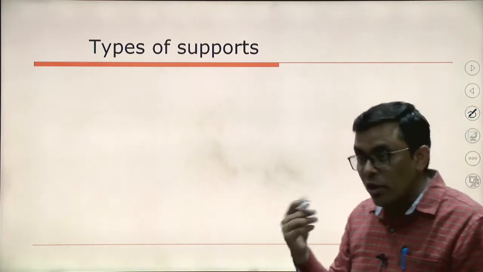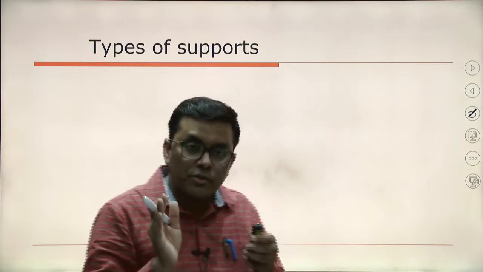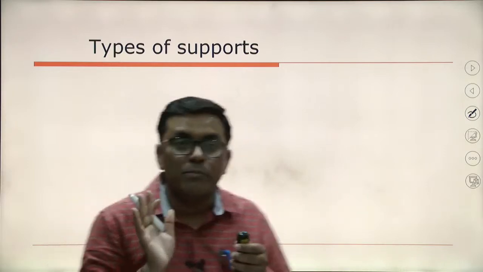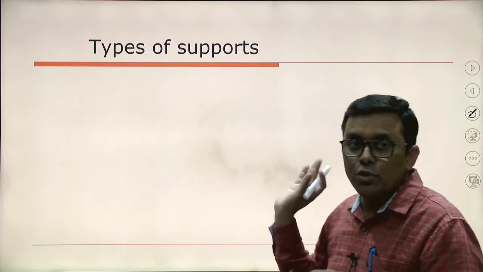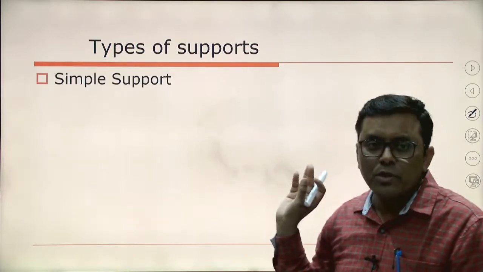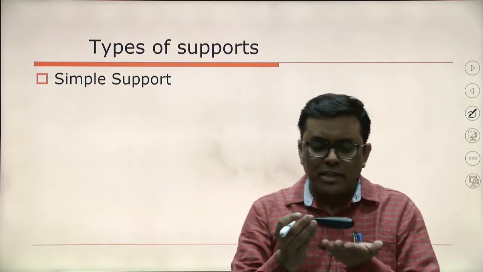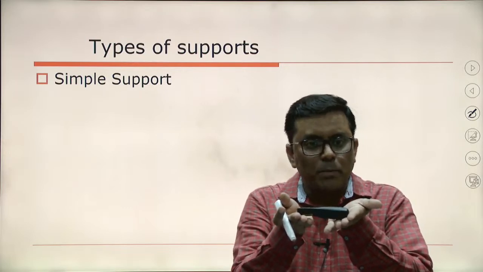Now I am coming to the types of support, because I already told I am talking about the external causes which cause shearing and bending in a beam. So the other thing is the support reaction, other than the load. So before moving to support reaction, let's first know what the different types of supports are. Simple support. Suppose I am placing this on my palm, on my fingers. So this is the simple support.